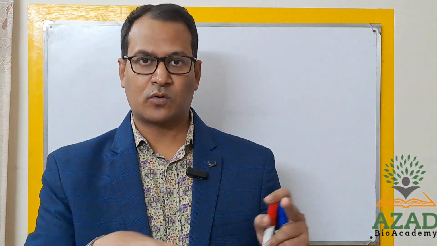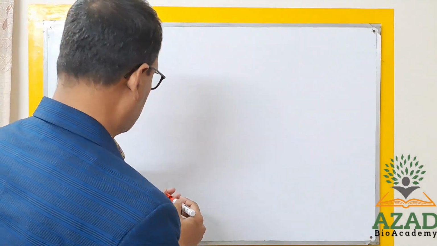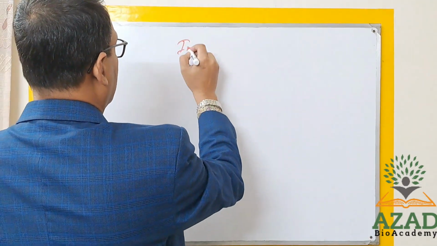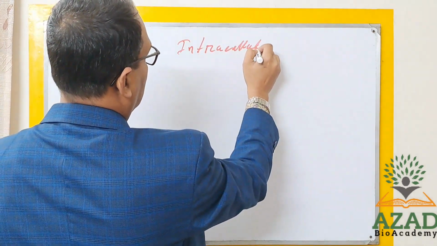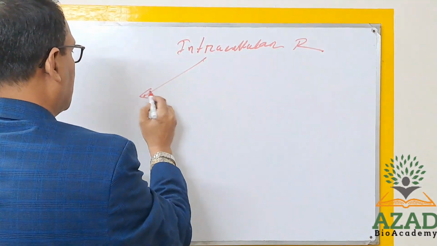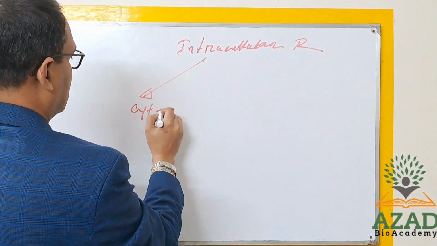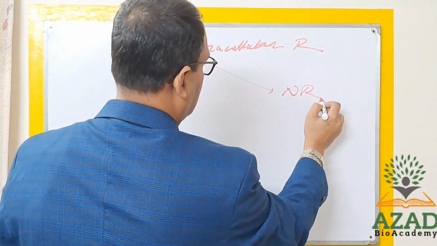You can include here cytoplasmic receptor or nuclear receptor, or combinedly you can say nuclear receptor. How? You will get the answer from my lecture. Okay, so the title is intracellular receptor. Okay, and under this is cytoplasmic receptor, and another one is nuclear receptor.